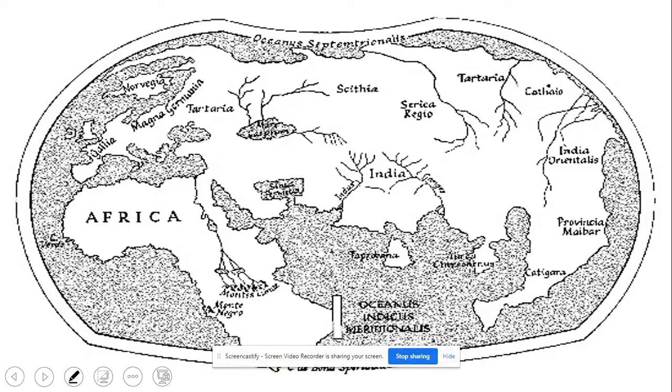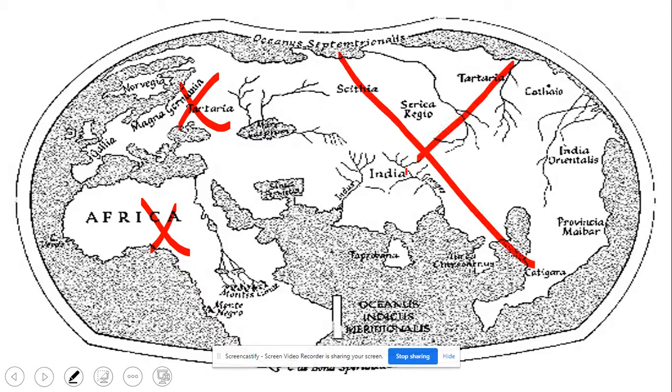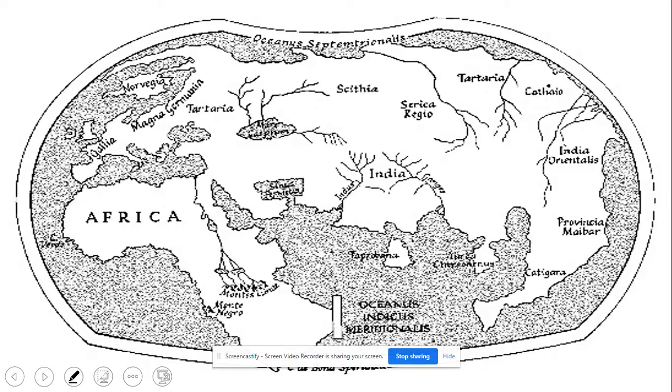Let's start with this. First of all, this is a map of the world in 1492. This is what people thought the world looked like in this year, over 500 years ago. You can see this map is not too bad. It's sort of accurate. We have Africa, we have Europe, and then we have all of Asia. So this side of the world was very connected.